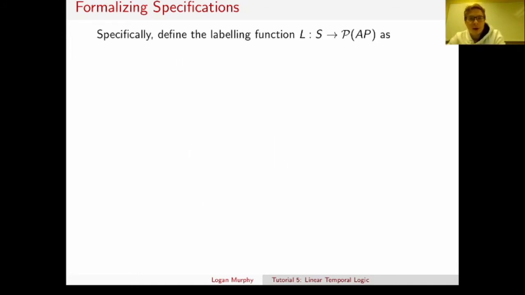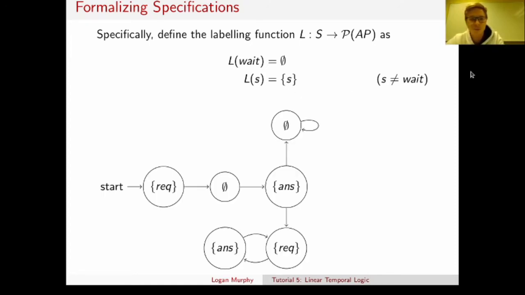So in this instance, we'll define a particular labeling function from the set of states S to the power set over AP. We'll define it as the label of the state wait is the empty set, and the label of any other state s, where s is not equal to wait, is just going to be the singleton set containing s. So in this instance, all of our labels are going to be singleton sets, but in general, it doesn't have to be. The label of a state could be any set in the power set of AP. But in this particular example, all of our sets are going to be singleton sets.